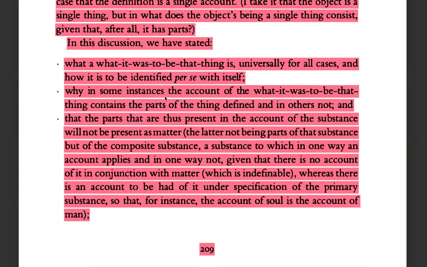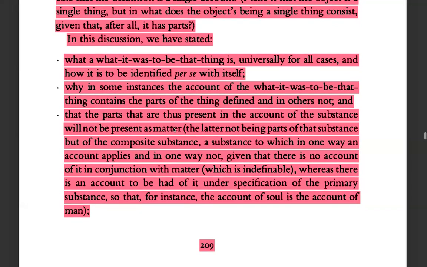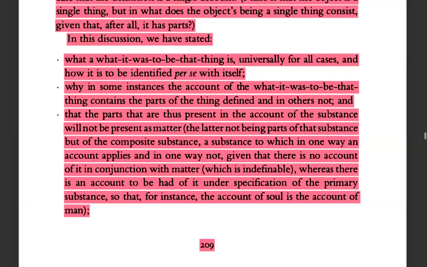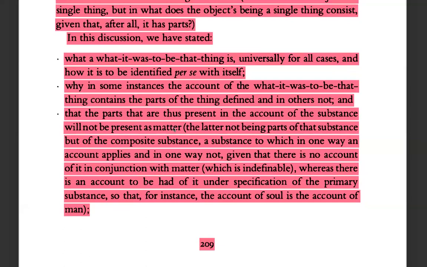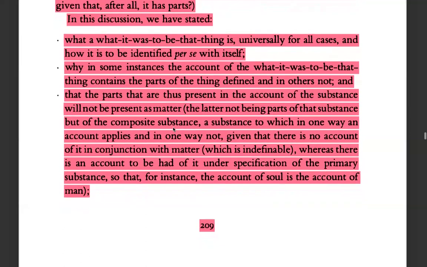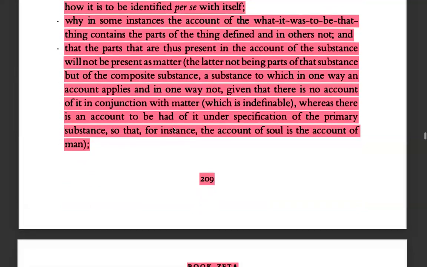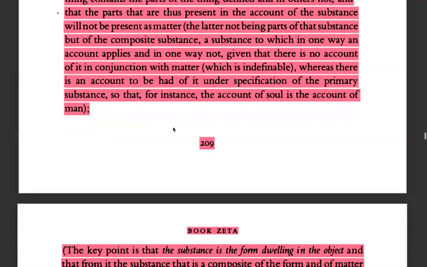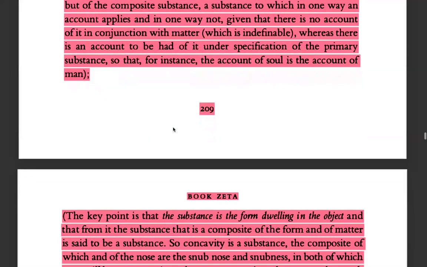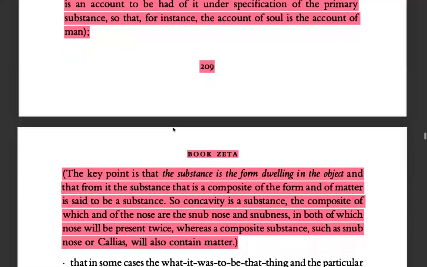Why, in some instances, the account of the what it was to be that thing contains the parts of the thing defined, and in others not, and that the parts that are thus present in the account of the substance will not be present as matter, the latter not being parts of that substance, but of the composite substance, a substance to which in one way an account applies, in one way not, given that there is no account of it in conjunction with matter, which is indefinable, whereas there is an account to be had of its under specification of the primary substance, so that, for instance, the account of the soul is the account of the man.